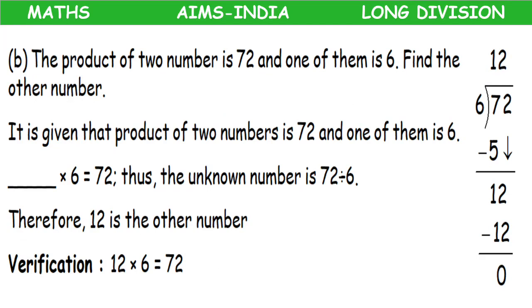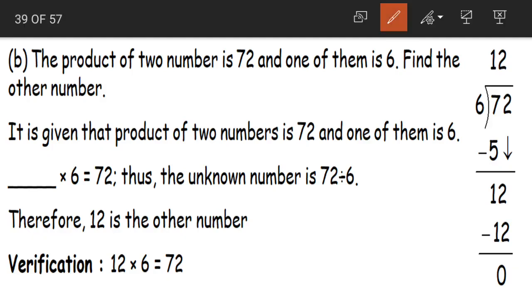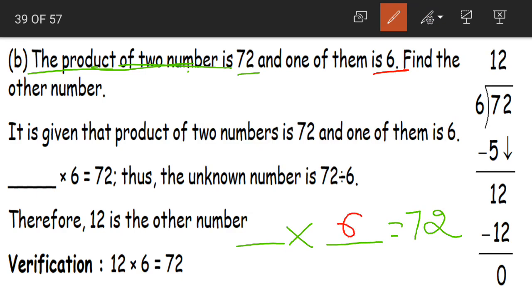Okay. Now coming to the next question. The product of two numbers is 72 and one of them is 6. Find the other number. Now we are having two numbers here. Yes, when we multiply those two, the answer is 72. One number is 6. Of these two, one number is 6. So we have to find out the other number.